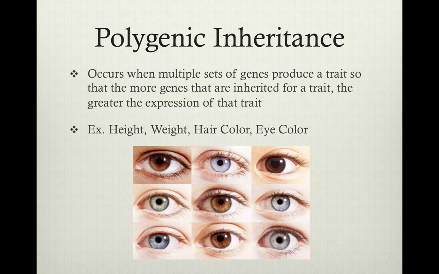Polygenic inheritance is also considered to be a non-Mendelian inheritance pattern. It occurs when multiple sets of genes produce a trait so that the more genes that are inherited for a trait, the greater the expression of the trait. Many human traits such as height, weight, hair color, eye color, skin color are influenced by polygenes. For example, the more genes a person possesses for dark hair, the darker their hair.